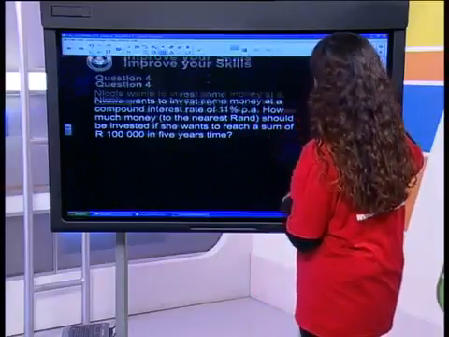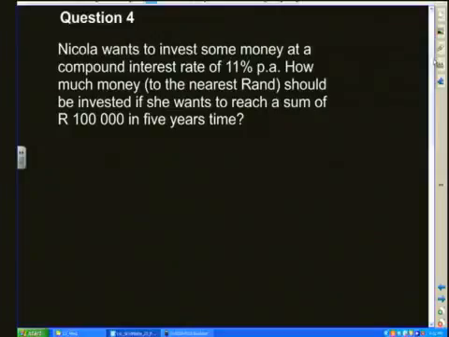Alright. Okay guys, so with the authority invested in Looney, we will continue with question 4, so still dealing with compound interest. Here we are told that Nicola wants to invest some money, obviously some money, we don't know how much, at a compound interest rate of 11% per annum. How much money to the nearest Rand should be invested if she wants to reach a sum of 100,000 Rand in 5 years' time? So what do we have? We know that A, the final amount that she wants to get at the end of the period, is 100,000.